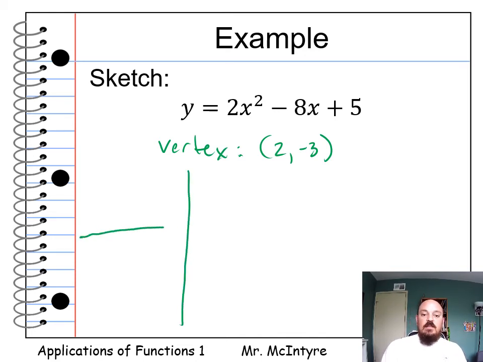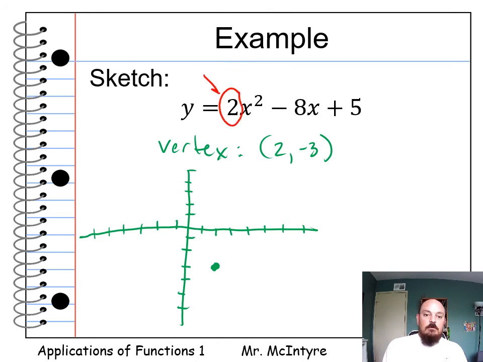At this point, I should have put a blank graph in my notes. We know what the vertex is. It's positive 2, that would be 2 to the right, negative 3, that would be down 3, so there's my vertex. Now we're going to finish this question the same way we did with the vertex form yesterday.